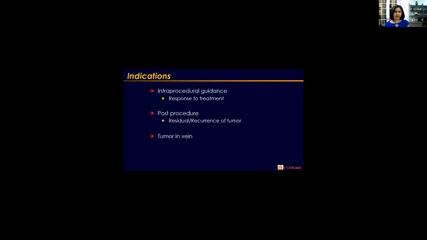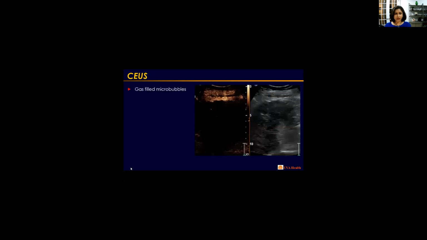So pertaining to this talk, there are three indications where we can use contrast-enhanced ultrasound to delineate the response to the treatment: intra-procedural, immediately to see if the treatment has been successful or not, or post-procedure for residual or recurrent tumor. And the response can be seen as early as 1 week, especially after TACE. And of course, we can look for tumor in vein with contrast-enhanced ultrasound.